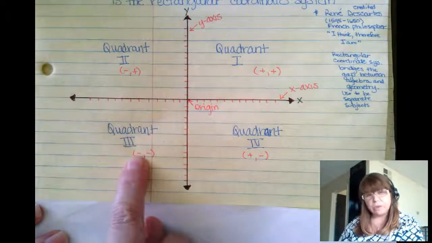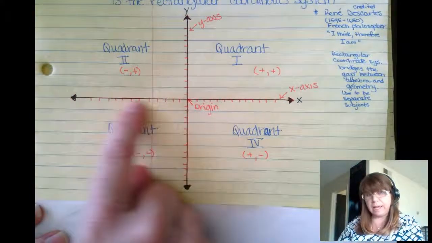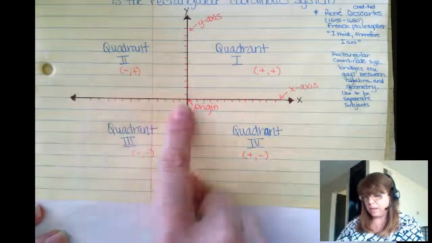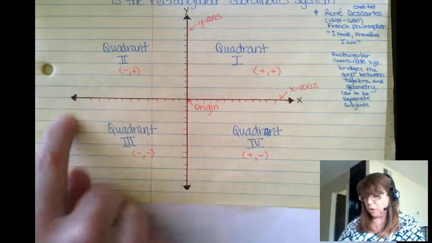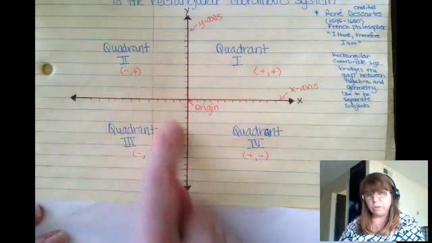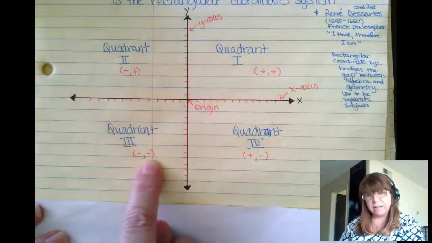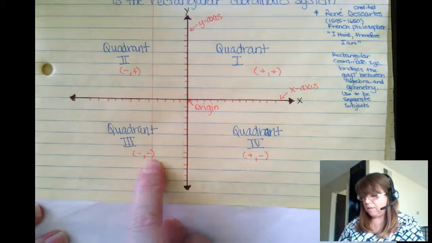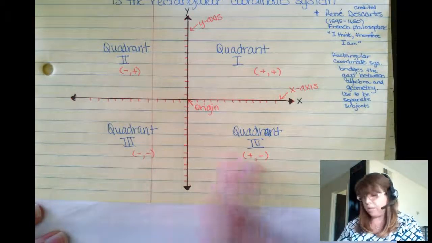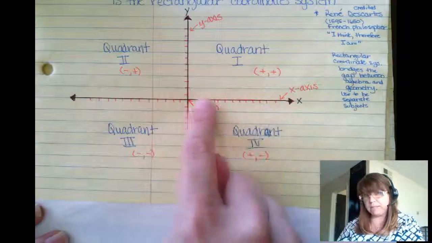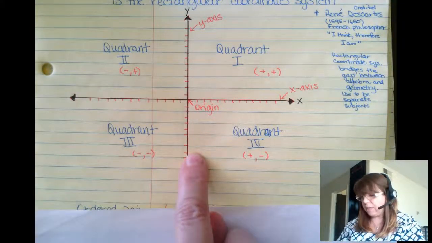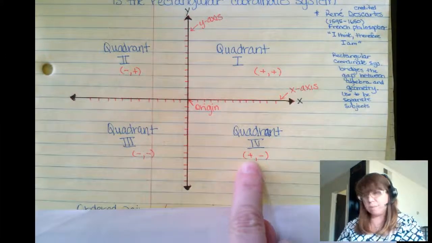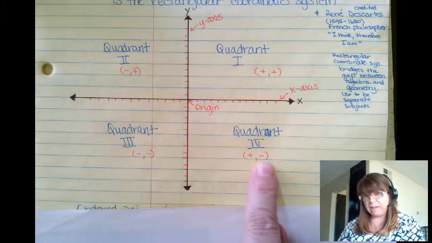Let's move down to quadrant 3. Remember, x's are negative already, but the y's are negative. So in the lower left-hand quadrant, quadrant 3, both x is negative and y is negative. And finally, we get to quadrant 4. The x's are back to being positives, and the y's are negative. Therefore, quadrant 4 is positive x's and negative y's.